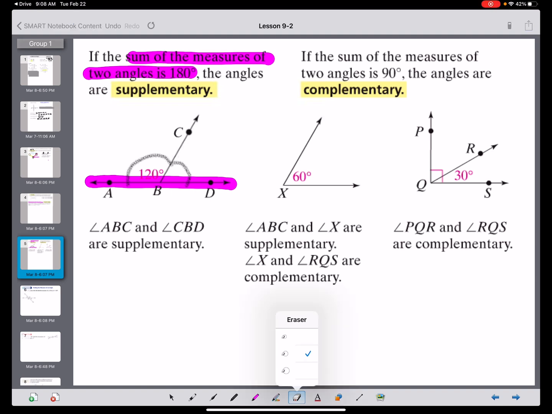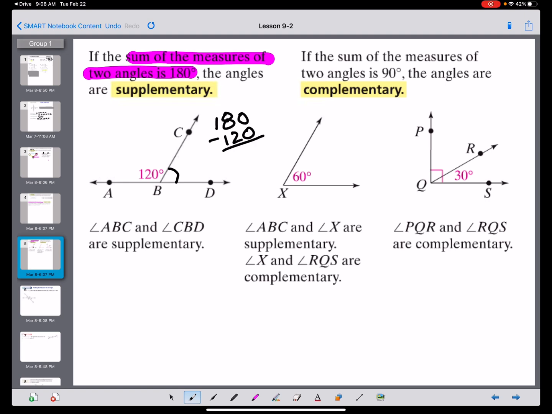I can use that information to calculate the missing angle. So the angle I put a little arc in, how much must that be? Well, if the whole thing is 180, I can take 180 minus 120 and find out that the remaining measure is 60 degrees. Look at the next two.